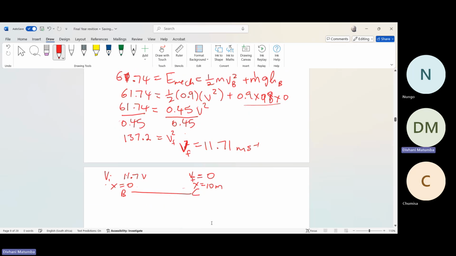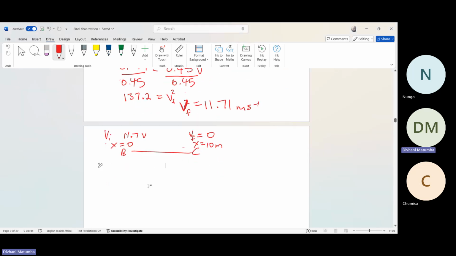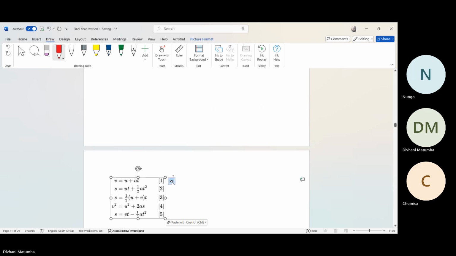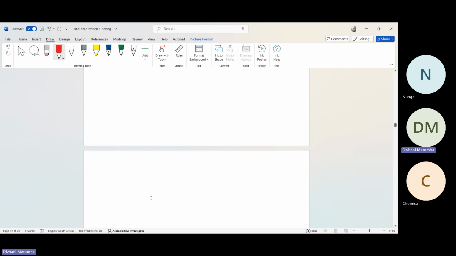No problem. So this is what I want to do. I want to copy and paste. Give me a few seconds. Okay, I want to copy and paste. Okay, let me use. Okay, this one will work. Okay. So that is the information we have. Okay.